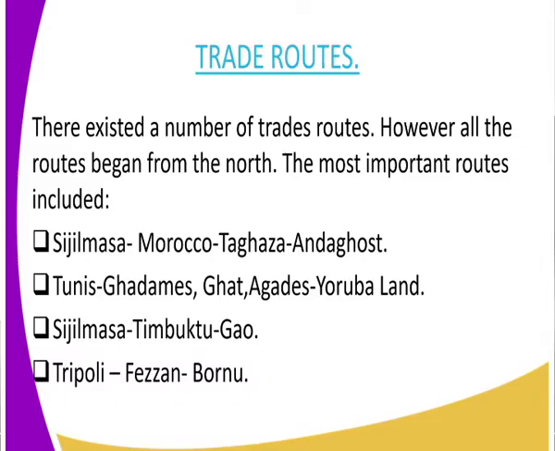For example, we had a trade route from Sigilmassa to Morocco, Tagaza, and Adagost. So it would end in Adagost. Then we had another route from Tunis, Gadames, Gat, Agadez, and finally it will end in Yoruba land. And you must know that Yoruba land is in northern part of Nigeria. Then we also had another route from Sigilmassa, Timbuktu, then finally getting at Gao.